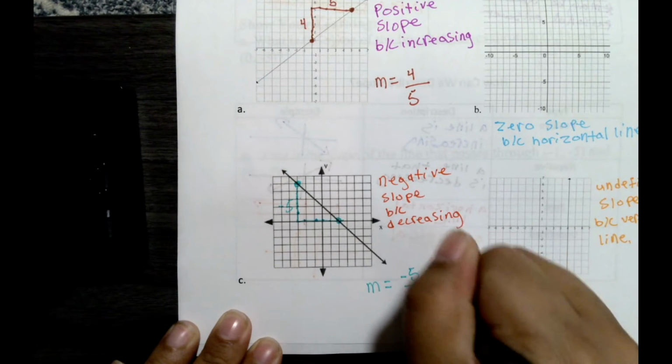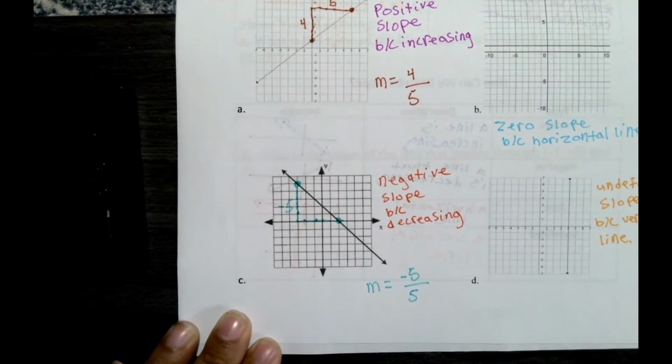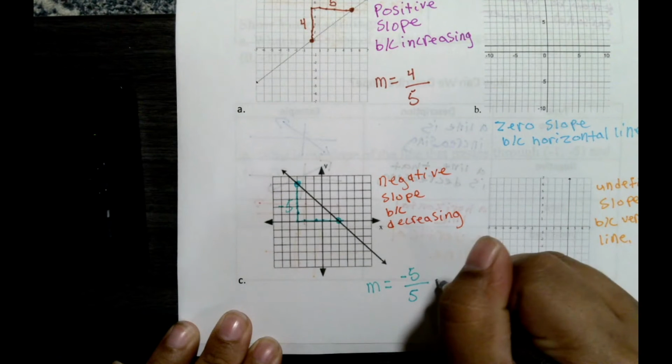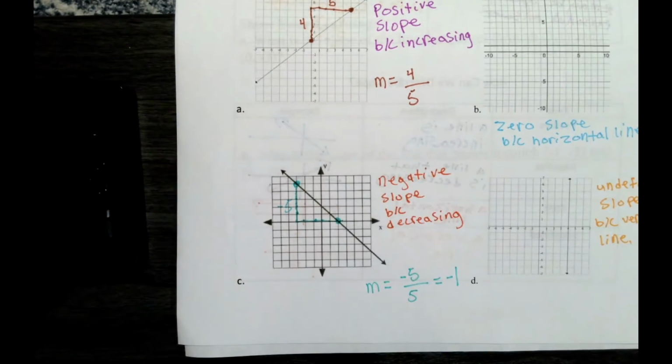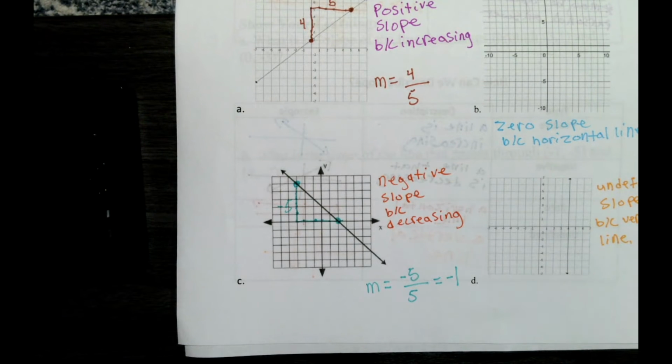Well, what if you aren't given a point? You're just given points and you're not given a graph, and they're like, hey, what's the slope? In class, we watched a video. If you want to watch the video, you're welcome to go to that link right there. But this is our formula. Rise over run. So y2 minus y1 over x2 minus x1.